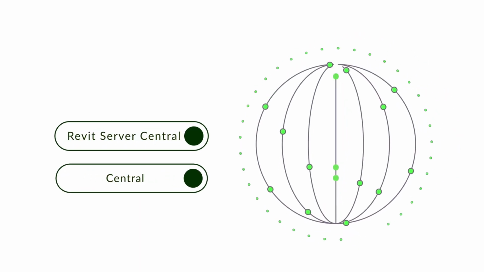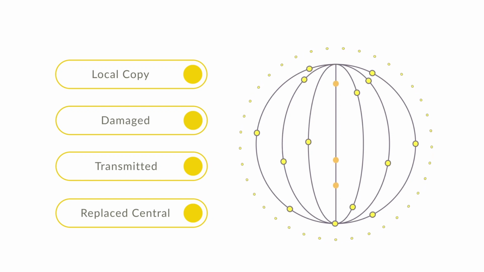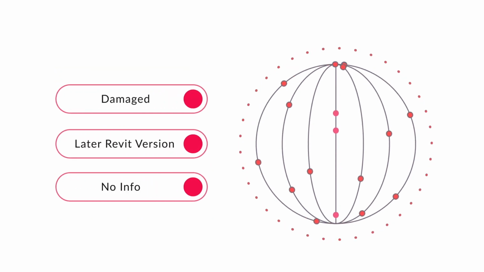Central files have a green status. The files that are not central have a yellow status. The damaged files and files of later versions have a red status.